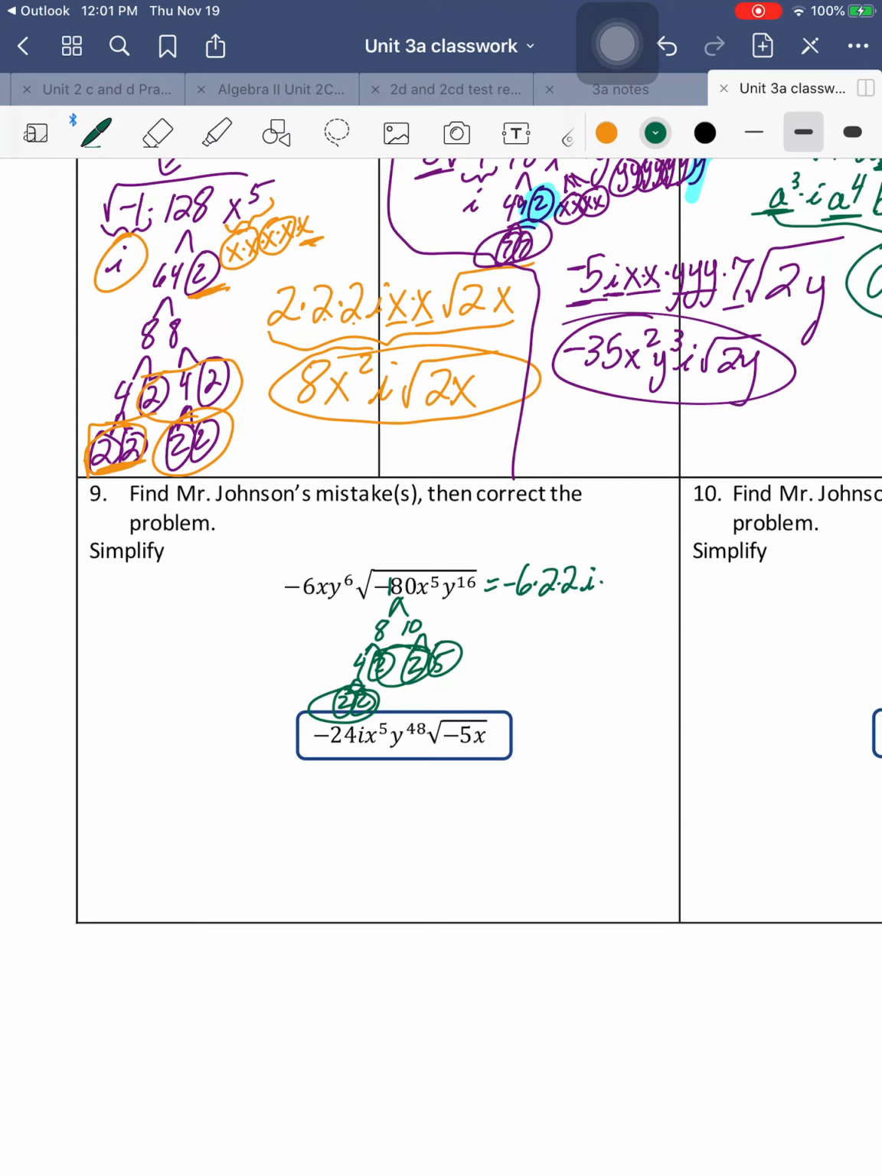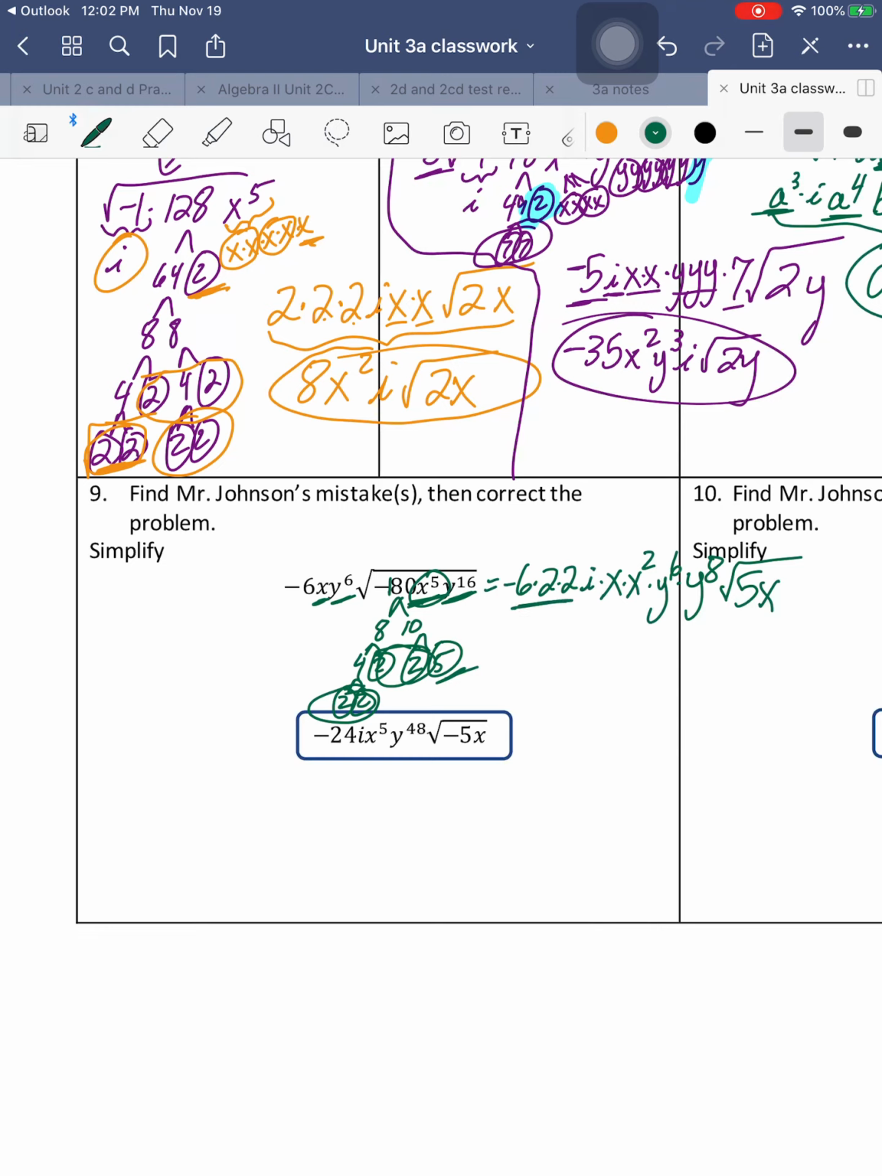Then we have x. There's 5 x's. X to the 5th. How many pairs? You can take out 2, so that's x squared. So the other x came from out here. We have y to the 6th on the outside. And then how many pairs can you take out of y to the 16th? Well, that's y to the 8th. Boy, this is getting wild. Square root, what's left over? A 5. We weren't able to take out all the x's, so there's an x left over. And that's it on the inside.